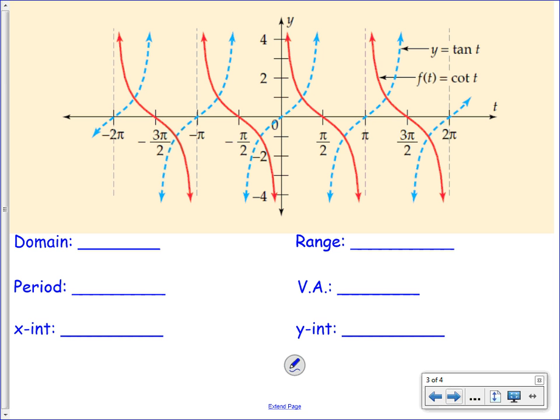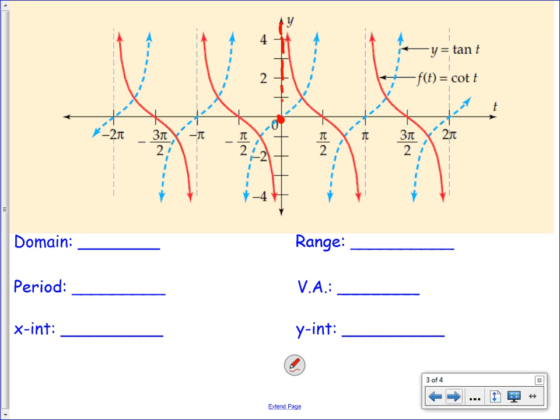All right, let's look at cotangent. Now, the red graph here is the graph of cotangent. But again, if you think back to your unit circle, cotangent is equal to x over y. So cotangent is going to be undefined at 0 and pi.